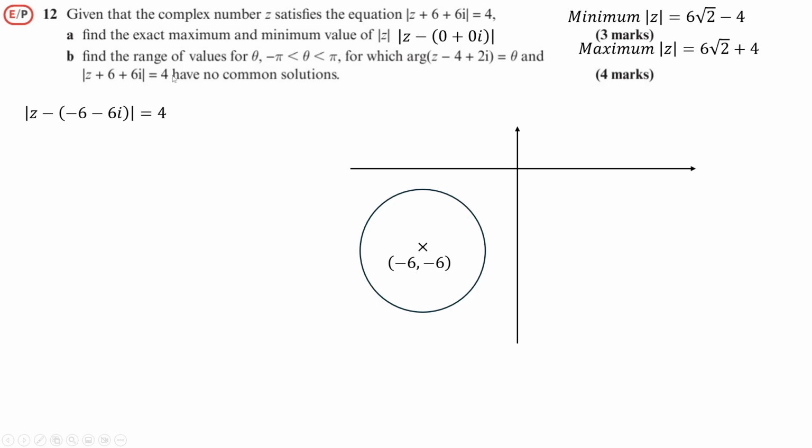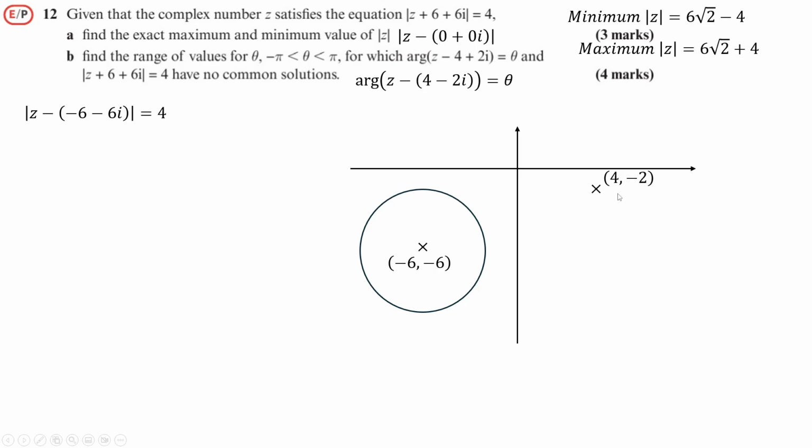And that's that. Now find the range of values for theta, for which arg(z minus 4 plus 2i) equals theta, and this have no common solutions. Okay, so let's just draw this out. Remember, put it into the z minus form, so just put in the brackets and then make this a minus. Okay, so we've got a point 4 minus 2i there. Okay, and we want its angle theta to not have any solutions.